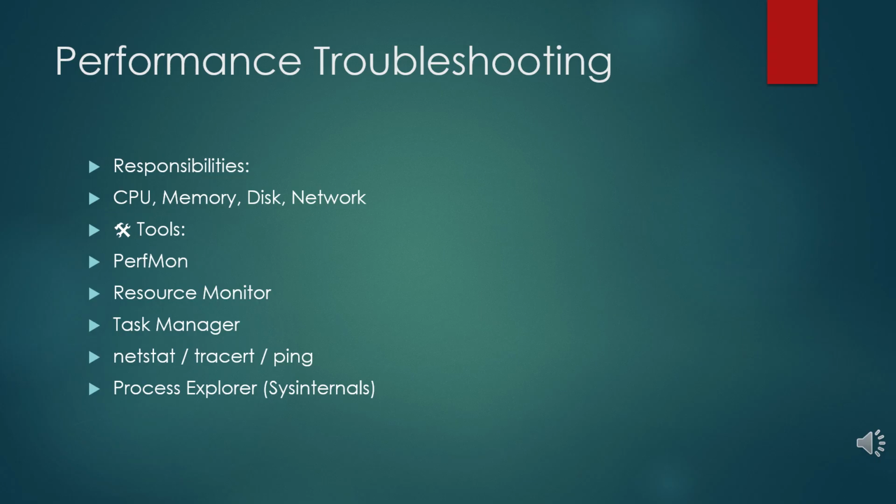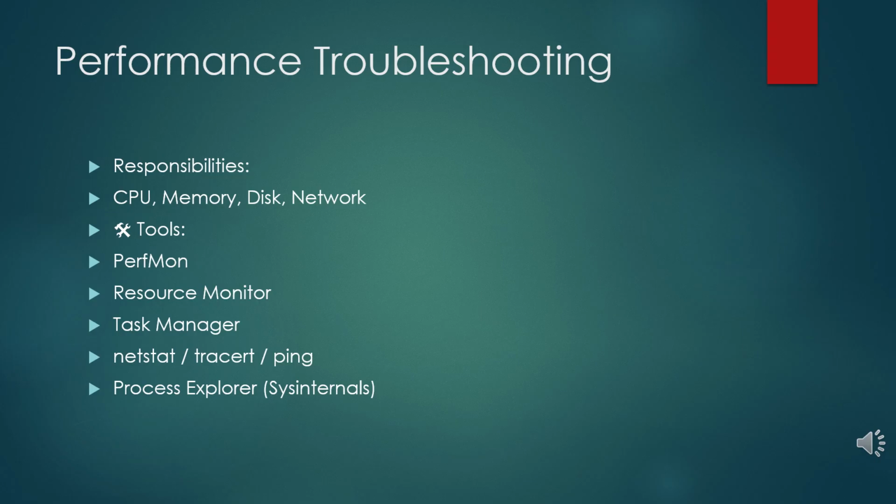Now moving to disk performance. Disk issues are one of the most common causes of server slowness. If disk I/O is high, applications may take longer to read or write data. Using Resource Monitor, we can identify which process is generating high disk activity. We can also check disk queue length to understand if the disk is overloaded.